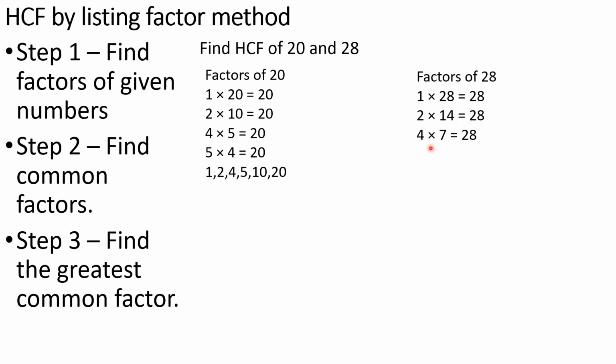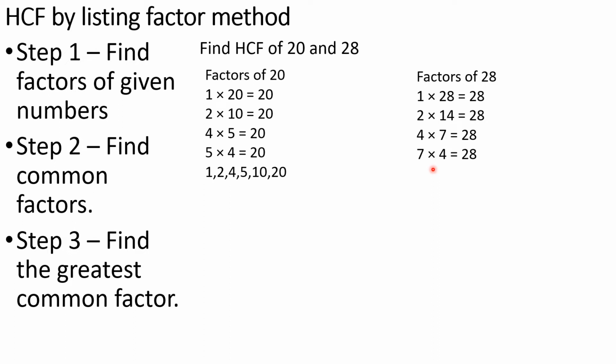Now 5, no, 28 is not divisible by 5 because 8 is at the ones place. By 6, no, because it is divisible by 2 but not by 3. That's why 28 is not divisible by 6 also. Then 7, yes, 7 fours are 28. Now 4 sevens and 7 fours are repeating. That's why we will stop here.